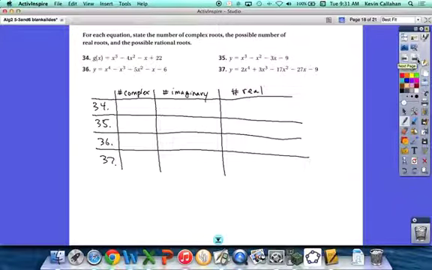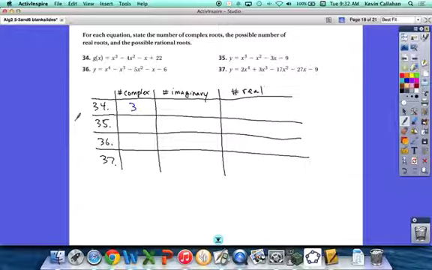So for these 4 problems, and your homework has these same directions right here, you're going to do them exactly the same way. Looking at number 34, what is the degree? 3. So how many complex zeros are you going to have? Absolutely, you have 3. Whatever is the degree, that's how many complex zeros you have. Now, remember, imaginary zeros have to occur in even numbers. So how many possible imaginary zeros could you have?